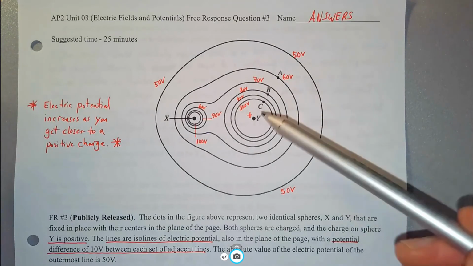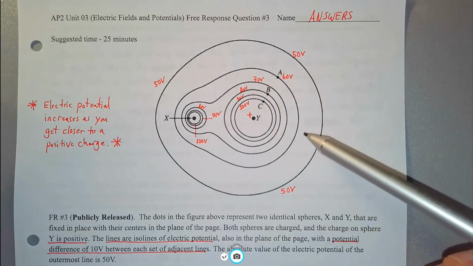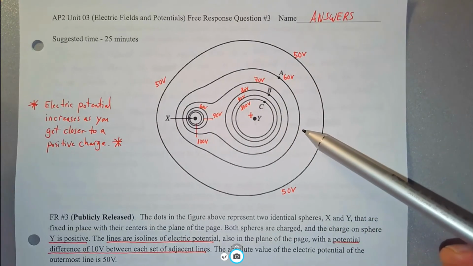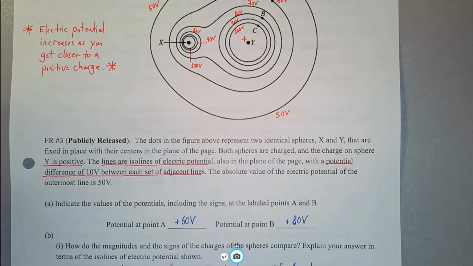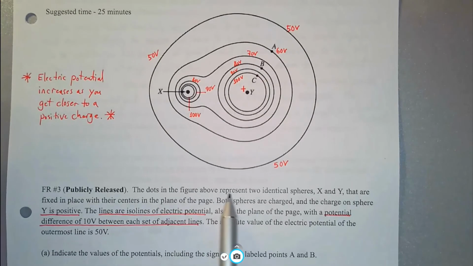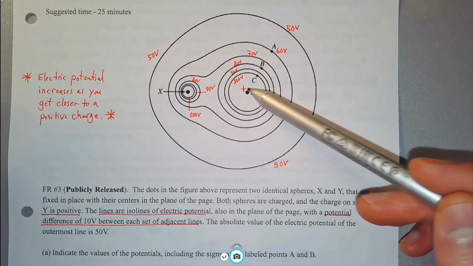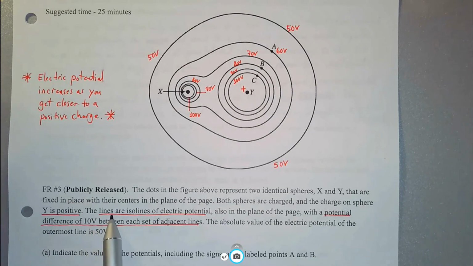So all this in red is things that I've written on here, which is going to aid in the explanation. So the black is essentially the diagram that's given. Let's read what it says. It says the dots in the figure above represent two identical spheres, x and y, that are fixed in place with their centers in the plane of the page. Both spheres are charged, and the charge on sphere y is positive right there. So I put a little positive sign there. The lines are isolines of electric potential.